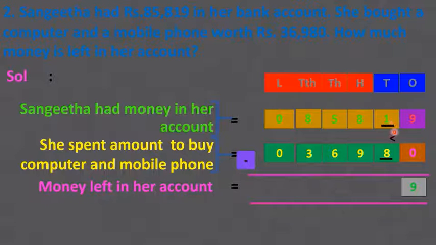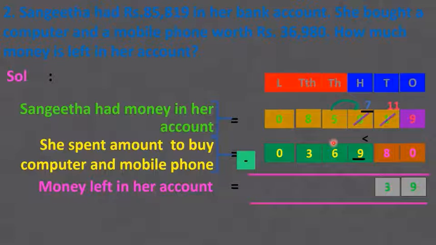1 is less than 8. So, borrow from hundreds place. Hundreds place becomes 7, and 1 becomes 11 here. 11 minus 8, 3. And 7 minus 9 not possible again. We have to borrow from 5. So 5 becomes 4 and 7 becomes 17. 17 minus 9 is equal to 8.